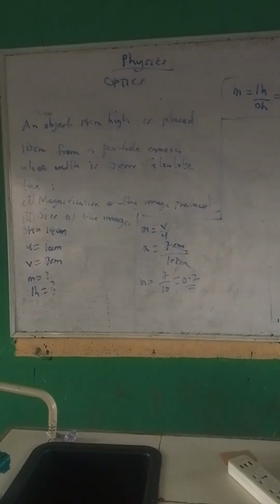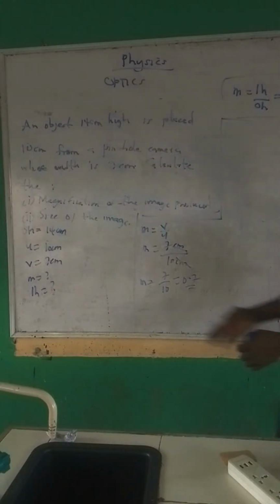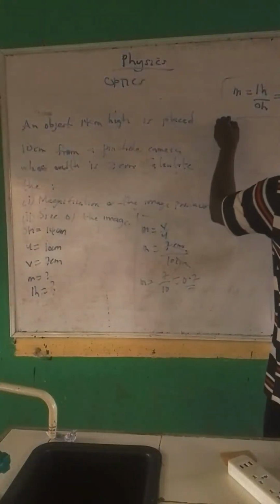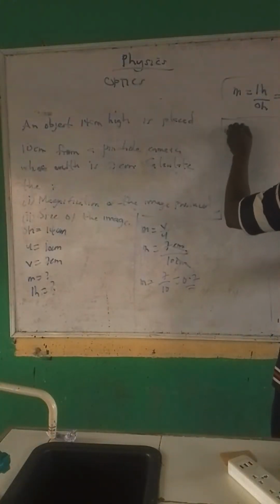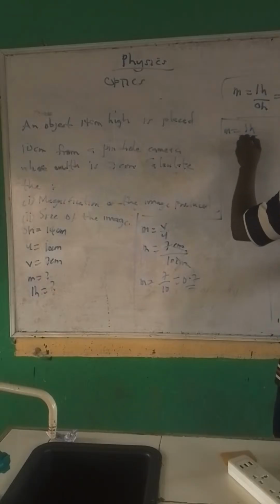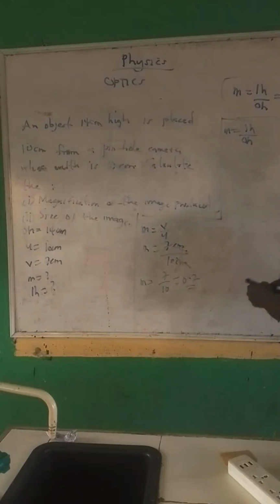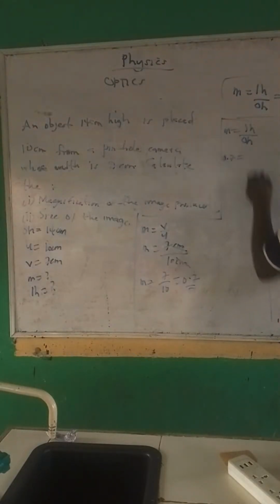M is what? 0.7. So to get the second thing, which is the image height, how do you get it? You know that magnification is image height over object height. And we've already gotten the magnification to be 0.7. That would be 0.7 is equal to image height, which is what we're looking for.